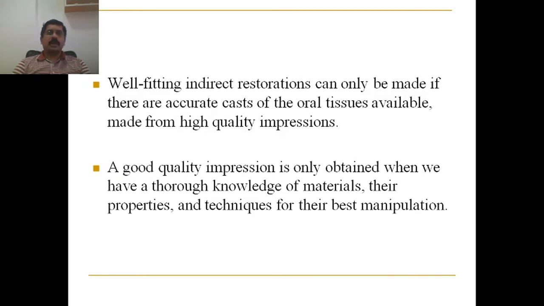So, if you want to have a good restoration, the first important thing is good communication with the lab, that too including high quality impressions. And what do we have to do to get a good quality impression? It is thorough knowledge about the materials, their properties, and manipulation techniques.